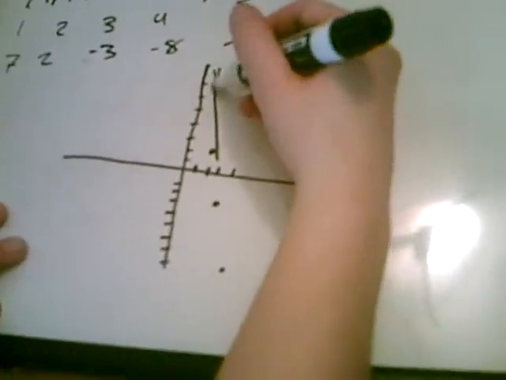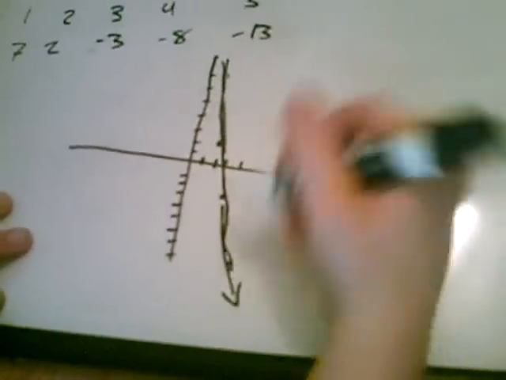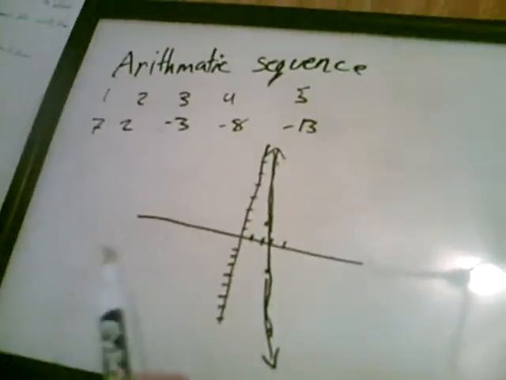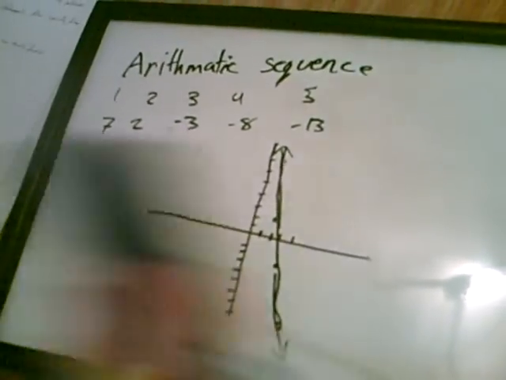If you connect them all, well, if you connect them right, you'll see that it's a straight line. So it's a linear function. Arithmetic sequences are always linear functions, and that's pretty obvious because you can tell what the slope is. And that covers through section 2.3.